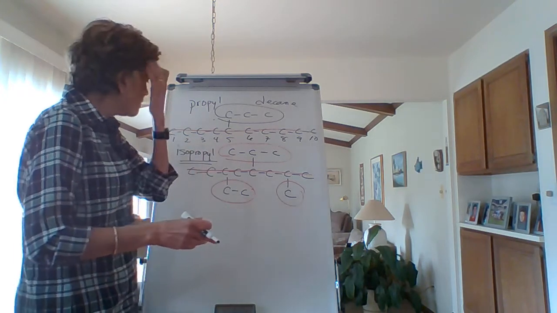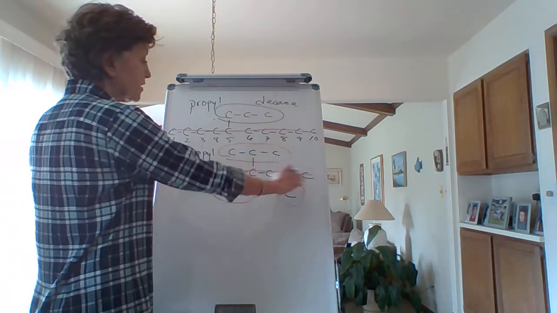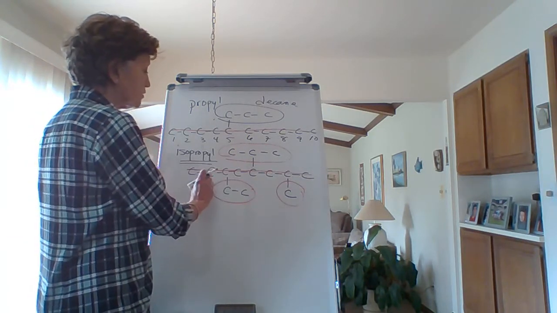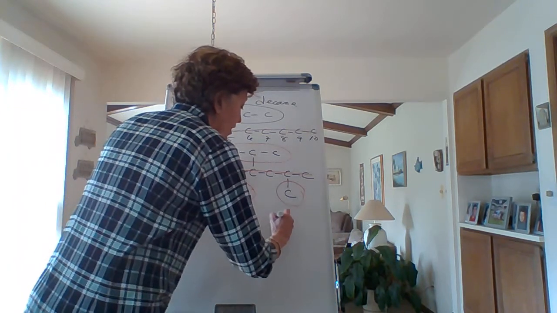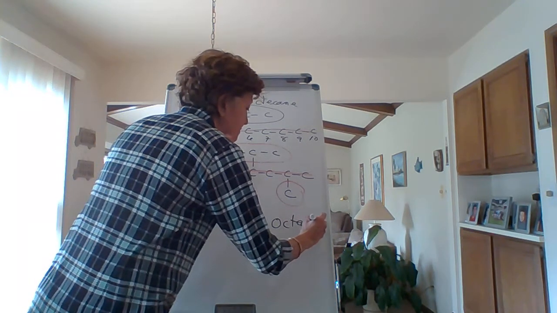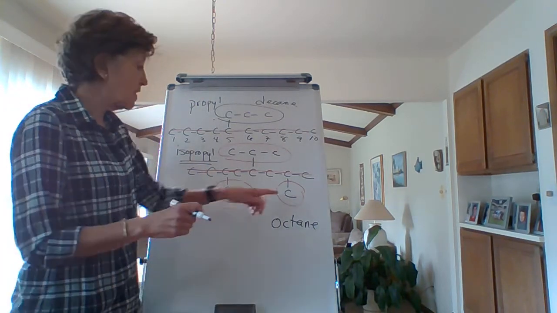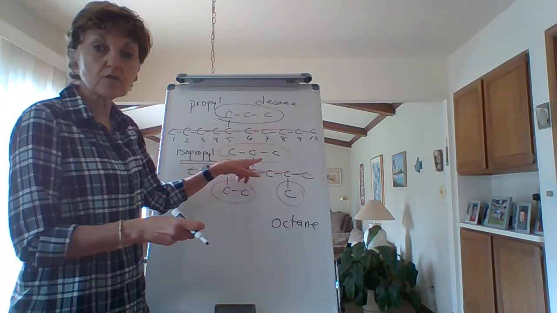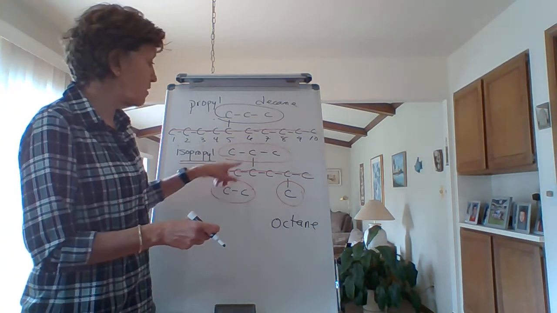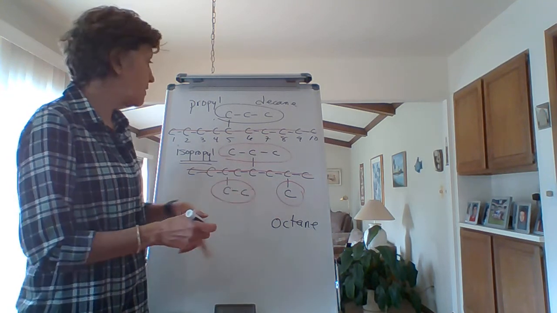Okay, so we do the rules. We have 3 substituents. We know that our parent chain is 8. 1, 2, 3, 4, 5, 6, 7, 8. So the parent is going to be octane. That's the end. Now we need to alphabetize these. This is a methyl, this is an ethyl, and this is an isopropyl. So E comes before I, which comes before M.